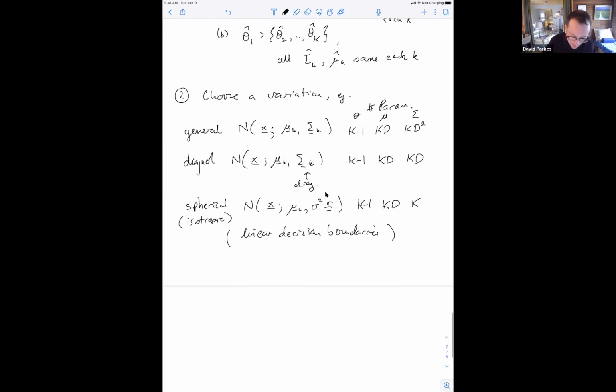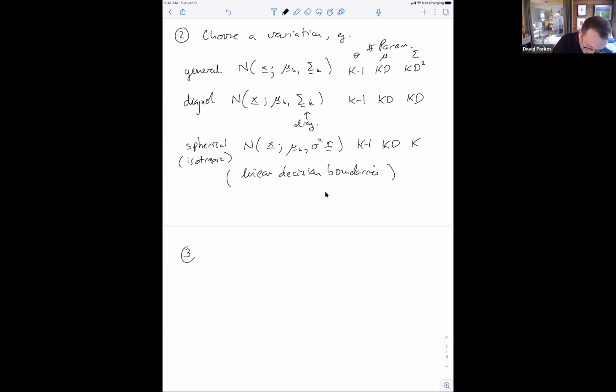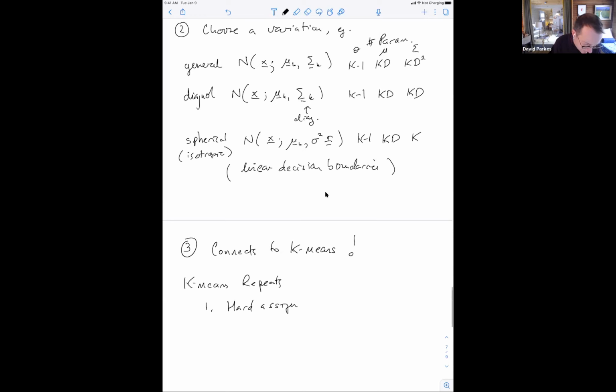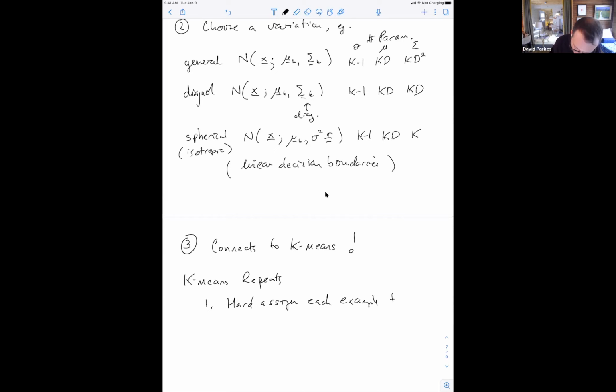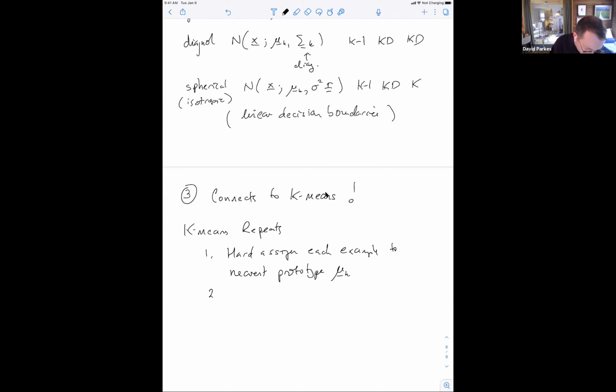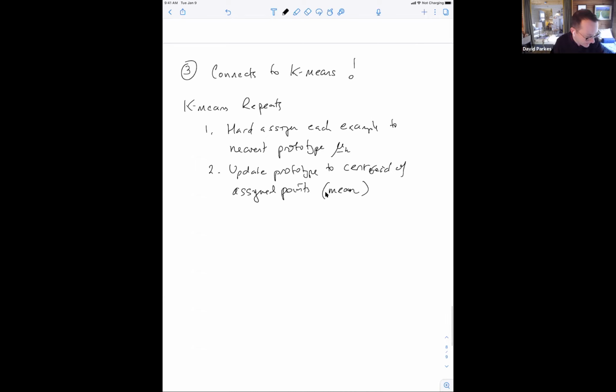And then I think the last point I want to make is that three, this connects back to k-means. So remember that k-means repeats: one, hard assign each example to the nearest prototype; two, update each prototype to the centroid of its assigned points, which is the mean of the assigned points. That's k-means, which you've been using in your problem set.